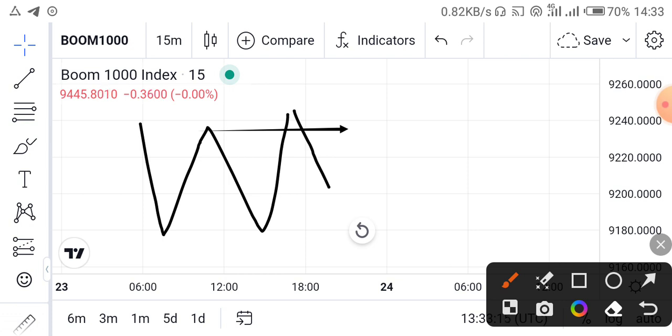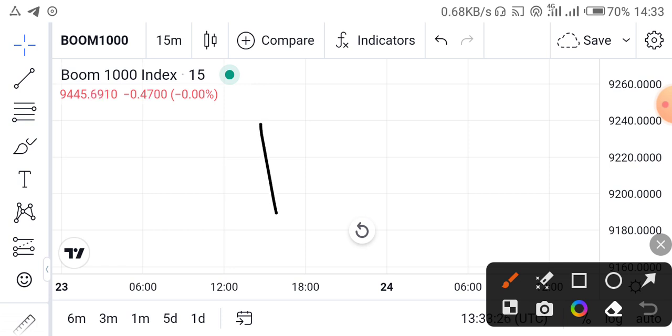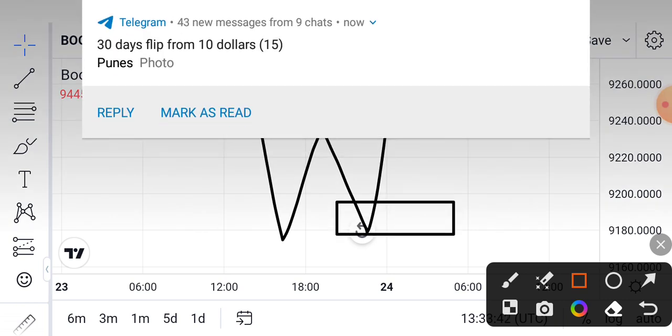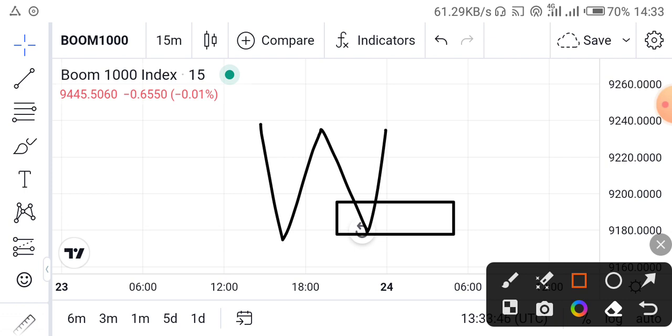So what I do when I notice that the neckline is close to the top of the leg, I usually want to enter my trade once I get a confirmation here. If I get a confirmation, maybe a candle pattern right here, that's when I will enter my trade, because I expect it to go up. I enter aggressively with my stop loss right below this level, around here.